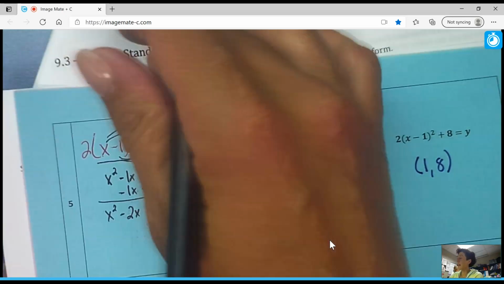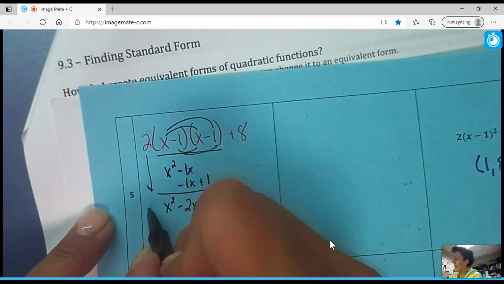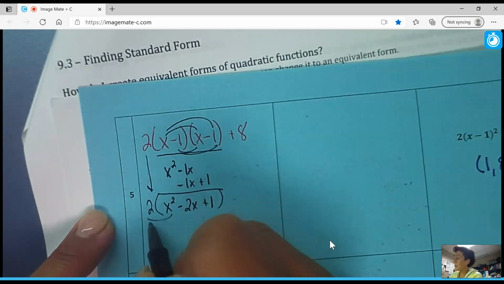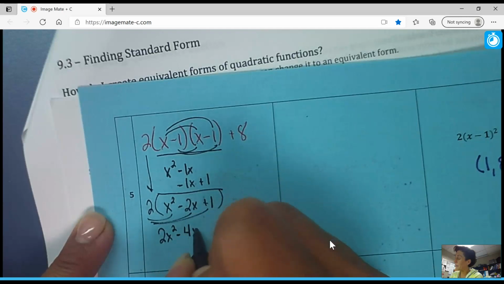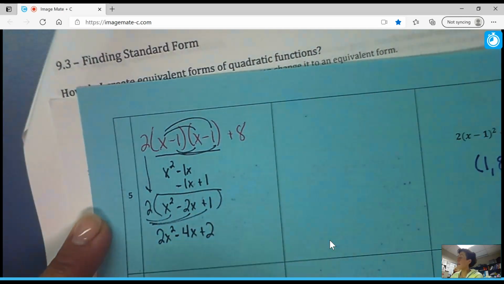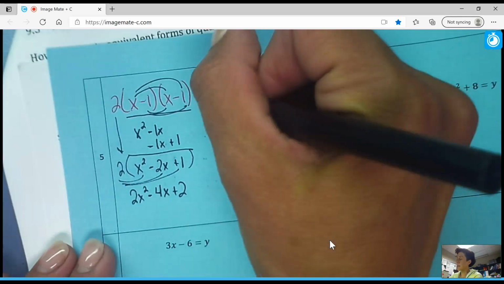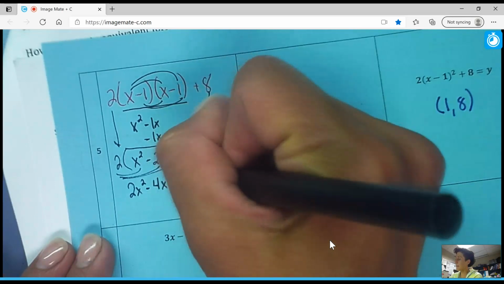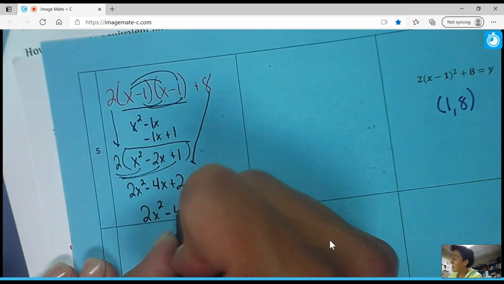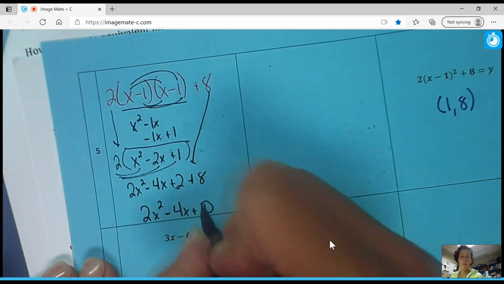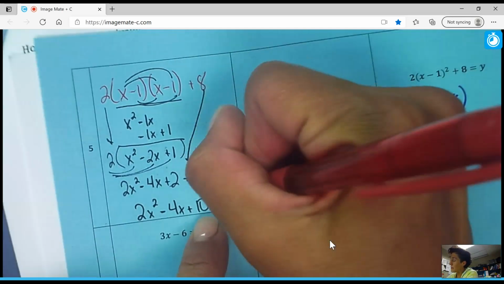And then the second thing I want to pay attention to is the number on the outside. So I'm going to drop this 2 down. And now the 2 is going to multiply or distribute to everything, which is going to give me this. Okay. And then the third thing I'm going to deal with is this 7 at the end. So, or not 7 at the end, the 8 at the end here. And from there, I'm going to add these up and just combine these like terms and get 10. So now that it's in standard form, I can see the y-intercept. That's a 0, 10.